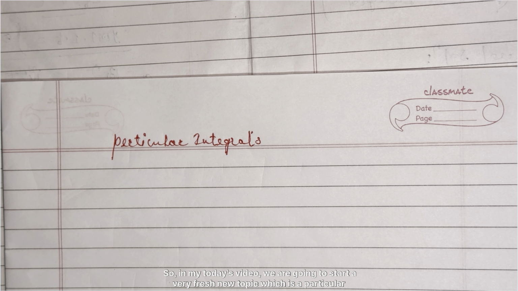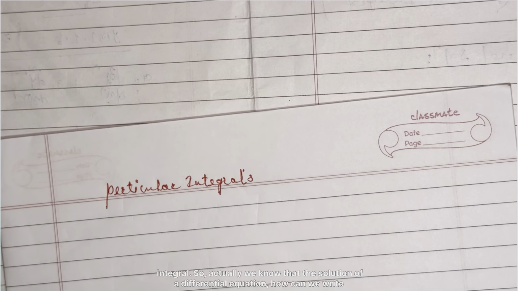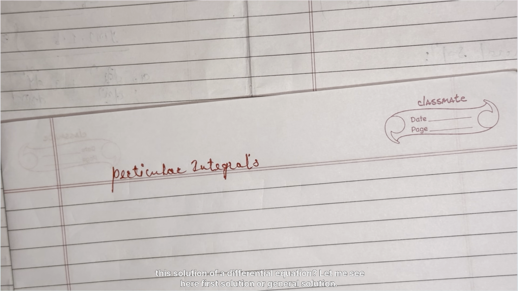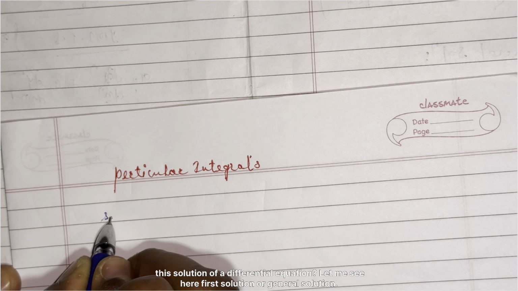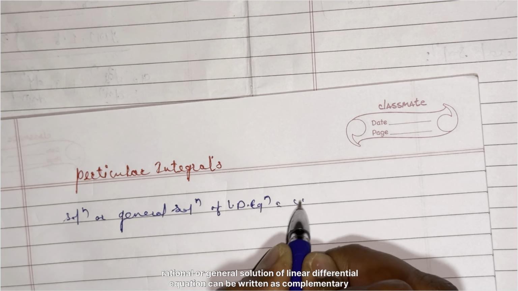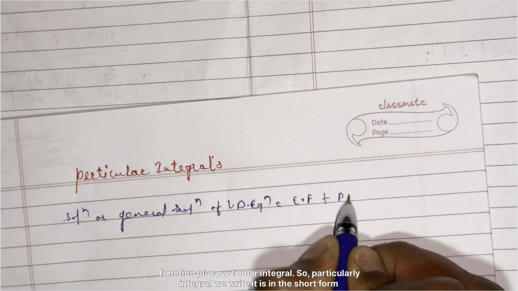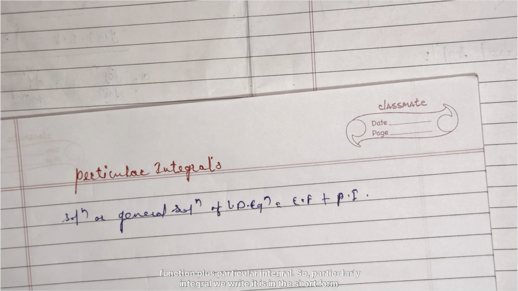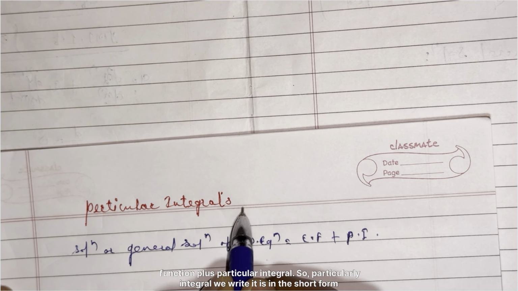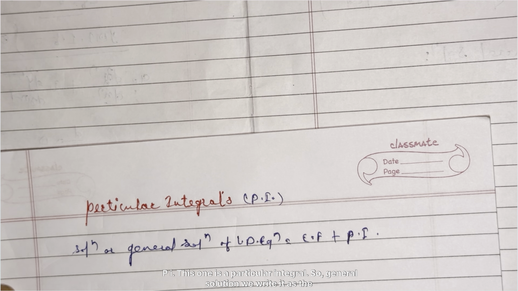In today's video we are going to start a fresh new topic, which is the particular integral. We know the solution of a differential equation. Let me write it here first. The solution or general solution of a linear differential equation can be written as complementary function plus particular integral, CF plus PI. Particular integral we write in the short form PI.